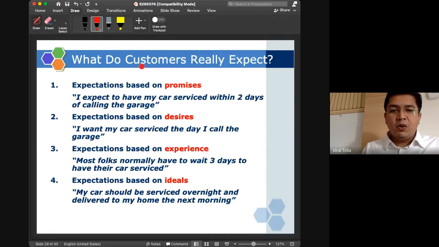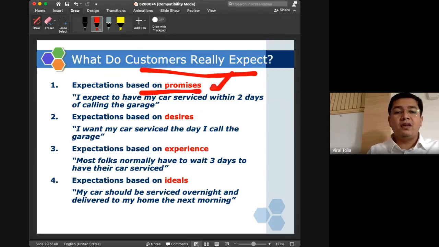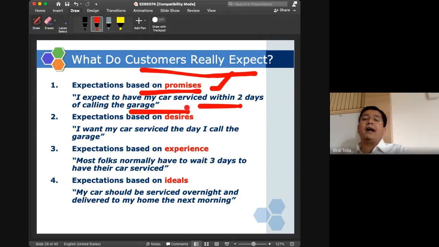Now, when you are talking about what customers really expect out of you, expectation based on promises is very important. I expect to have my car serviced within 2 days of calling the garage. This is an expectation, a kind of promise, a commitment you are giving. Then you need to fulfill it.